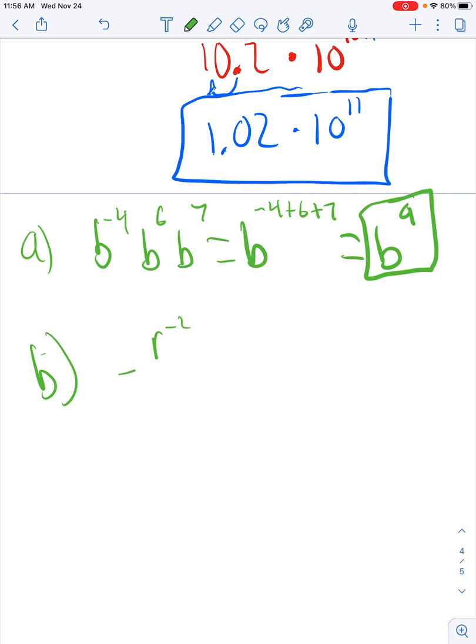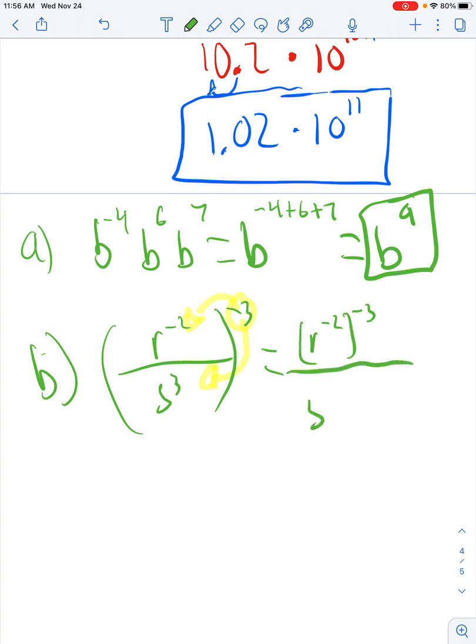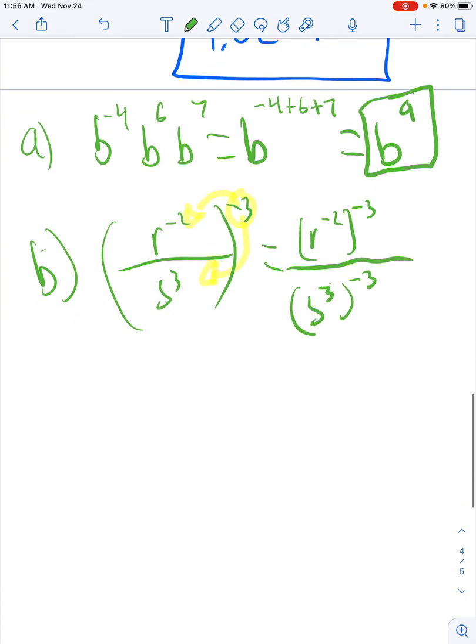Now we could have r to the negative 2 over s to the 3rd, and then this whole thing is going to be raised to the negative 3rd power. What I'm going to choose to do is distribute this negative 3 into the top part and the bottom part, my numerator and my denominator. So this is r to the negative 2 multiplied by negative 3, and this is s to the 3rd power multiplied by negative 3. Negative 2 times negative 3 is positive 6, which is nice.